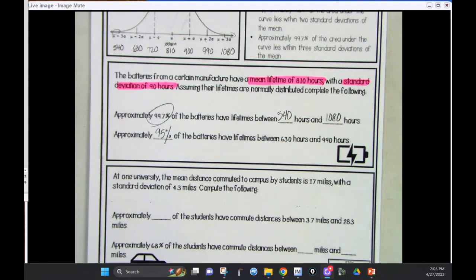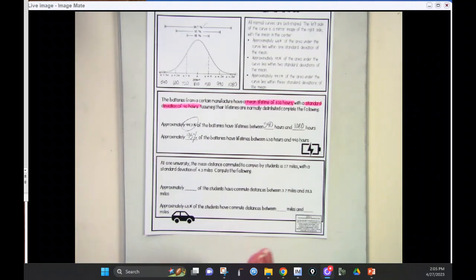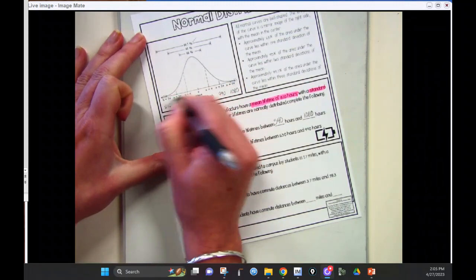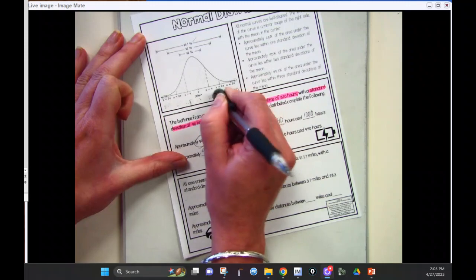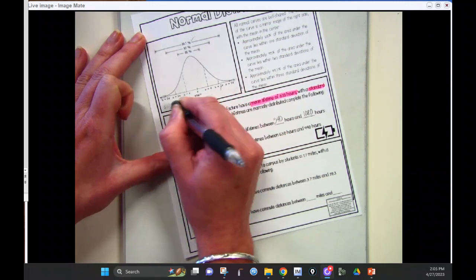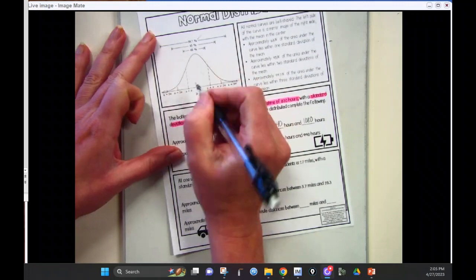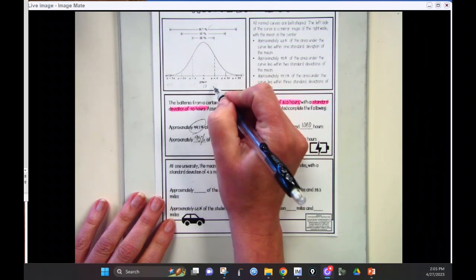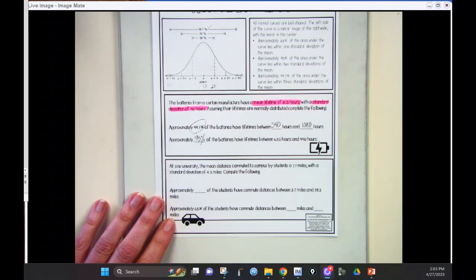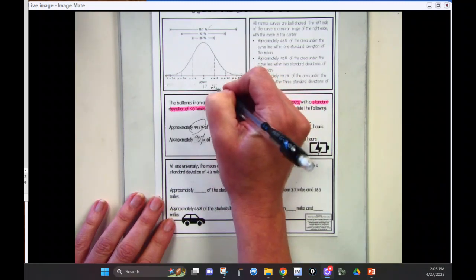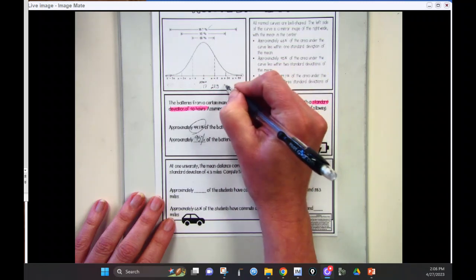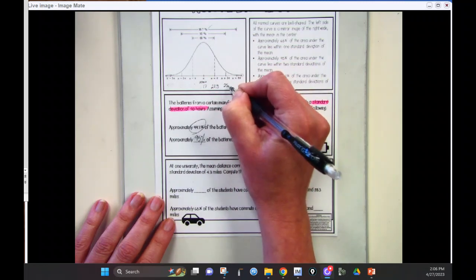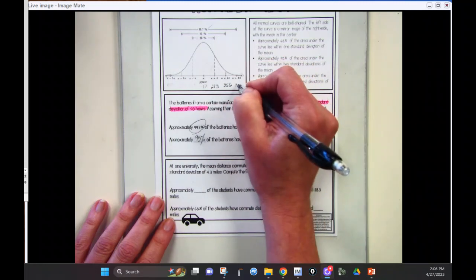At one university, the mean distance commuted to campus by students is 17 miles. So I'm going to erase this information. I should have written lighter. But it's sure nice having that all lined up for me. So there's 17. And it says a standard deviation of 4.3. Add 4.3. 21.3. Add 4.3 again. 25.6. Good. Add 4.3 again. 29.9.